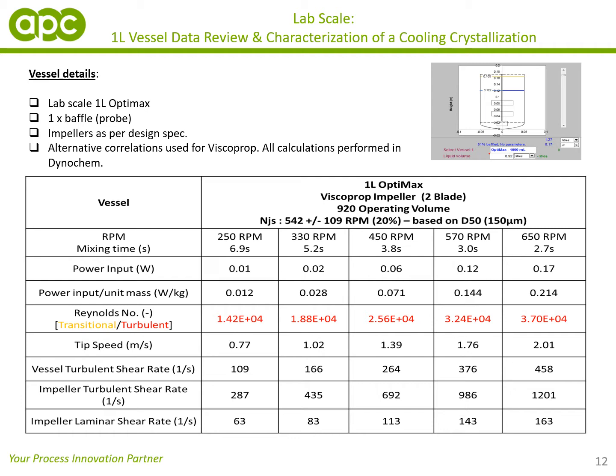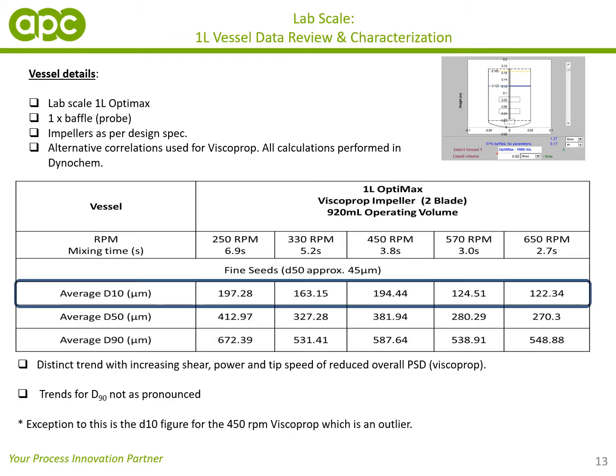All of the numbers shown here are for the parameters mentioned previously: power input per unit mass, Reynolds number, and tip speed. These were carried out for a range of RPMs that were shown previously, from about 250 to 650 RPM. What's shown here is the final PSD from various runs that were performed at those RPMs. There actually wasn't too much of a trend. In general, the D90 decreased with increasing agitation speed, increasing shear and power input, but the same trend wasn't readily observed in the D10, for example.